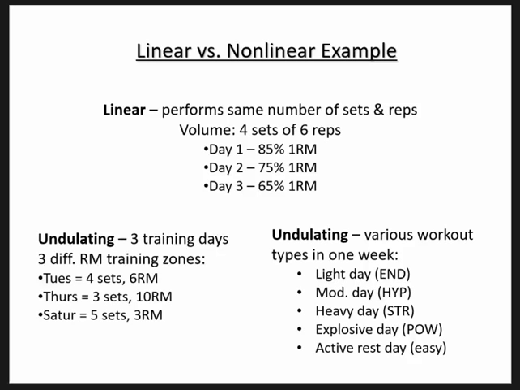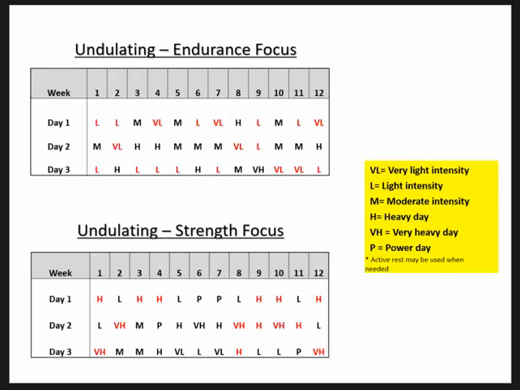So there are a lot of benefits to doing undulating. We'll compare and contrast in just a second. But let's look at another example. Even though undulating nonlinear is considered kind of like random training, we can still have a focus. So we see at the top, we have weeks, so 1 to 12 weeks, and we have day 1, day 2, and day 3 of those weeks.